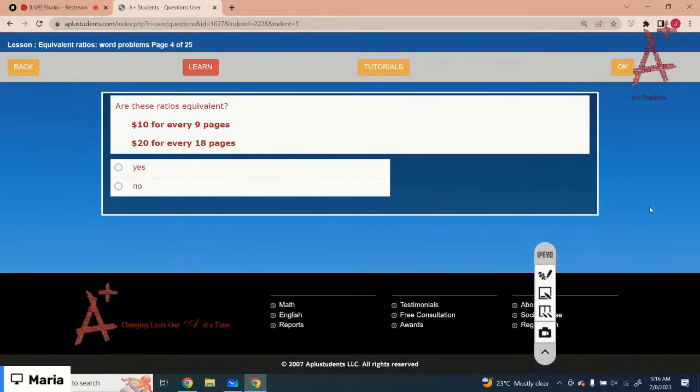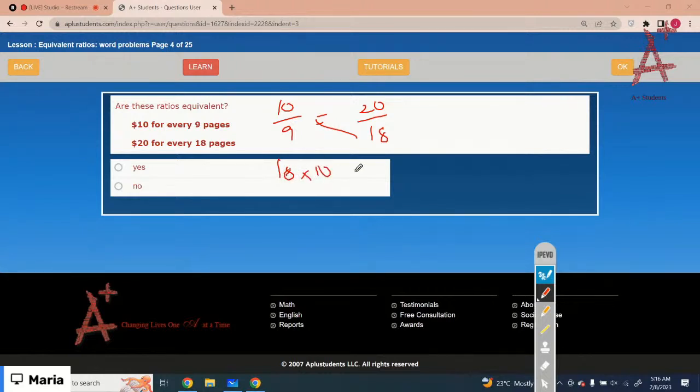Okay, the next one is $10 for every 9 pages. So it would be 10 over 9. And then $20 for every 18 pages. So it would be 20 over 18. Got it? Just do cross multiplication, 18 times 10 and 20 times 9. 18 times 10 is 180. 9 times 2 is 18 and 0. So they are equal. Got it? So the correct option is yes, they are equivalent.